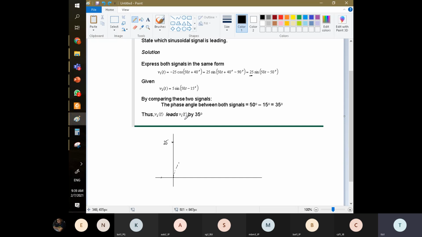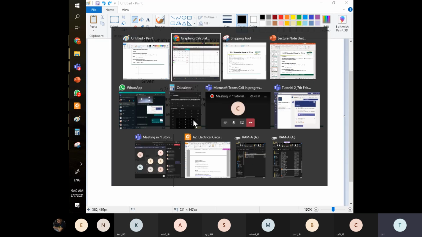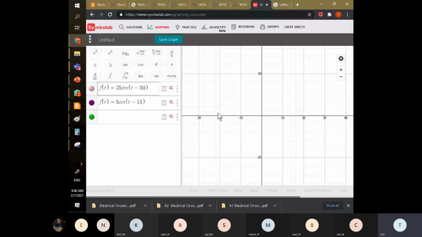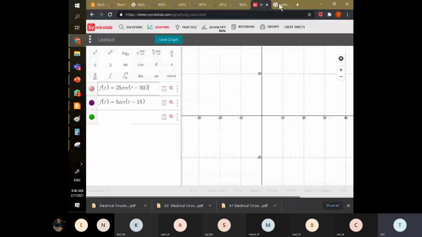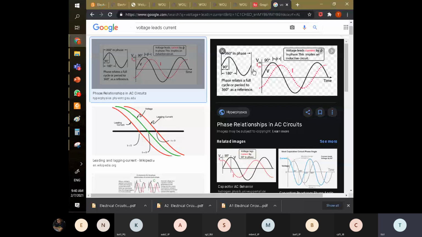So you say that the V2 lead V1 by 30. I think it should be V1 lead V2, not V2 lead V1, because the one on the left hand side should be leading. According to the theory, the one on the left hand side should be leading. See, the one on the left hand side, the voltage leads the current by this angle. Voltage is here, current is here. Okay, you lead the current.